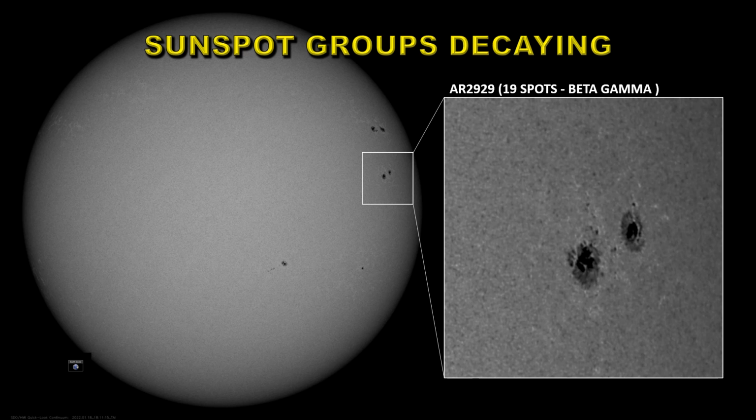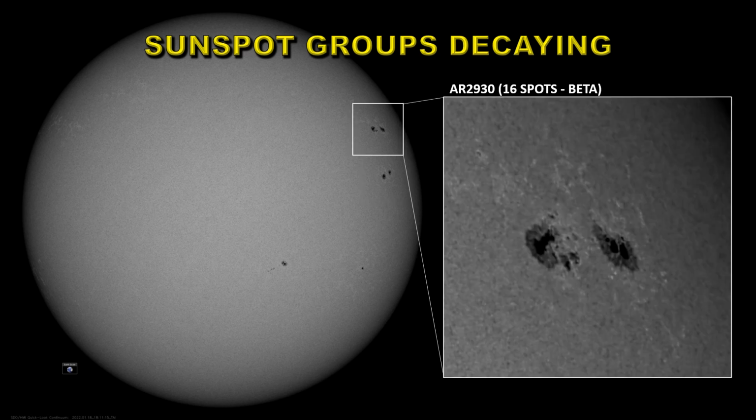Next we'll take a look at active region 2929, which is also by the west limb but in the northern hemisphere, and this is what is called a beta gamma region. You can see the two large spots, they will be of opposite polarity, and there are a few satellite spots around it as well. I counted 19 spots in this group.